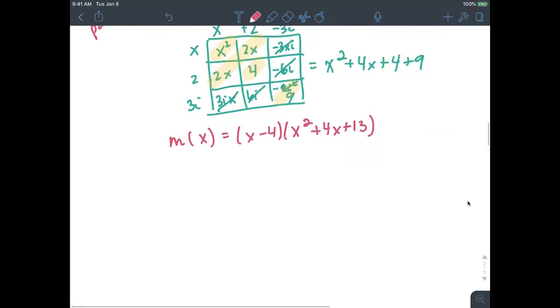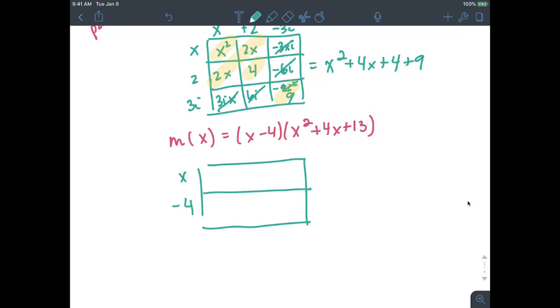I'm again going to go ahead and multiply. So I'm going to use the area model again. I'm going to do x minus 4 on the side, and on the top I get x squared plus 4x plus 13. Each term gives me a different column.